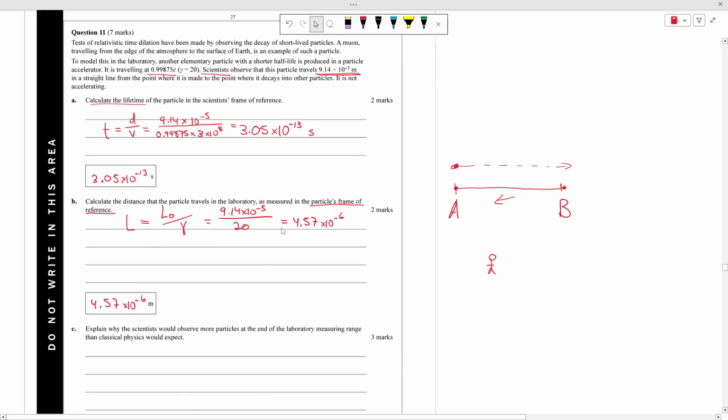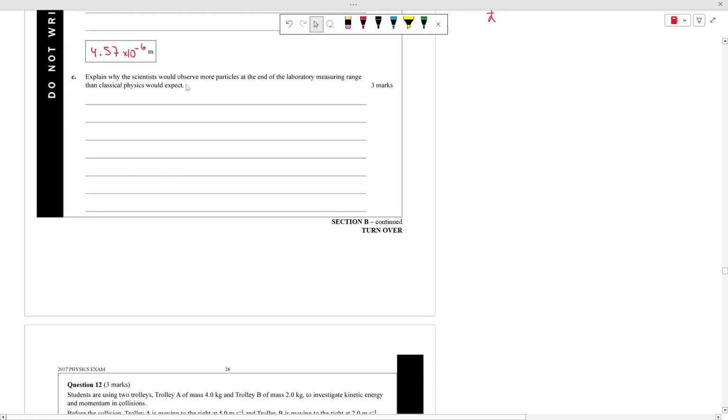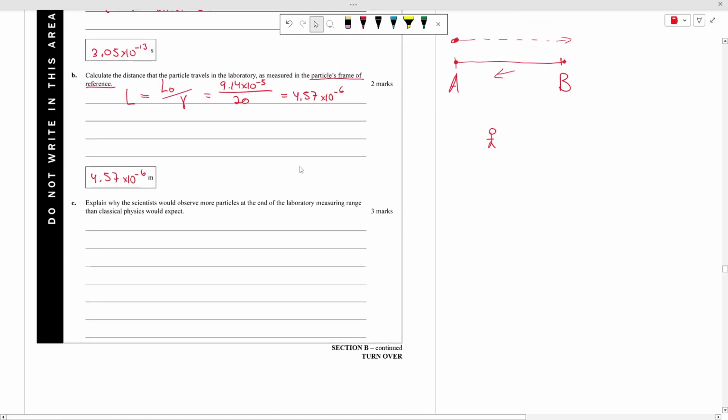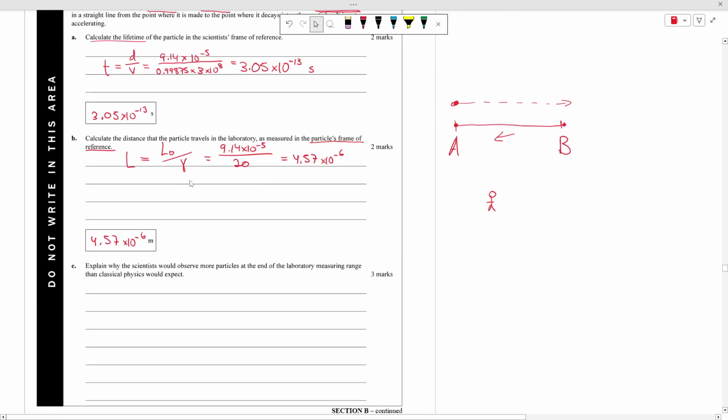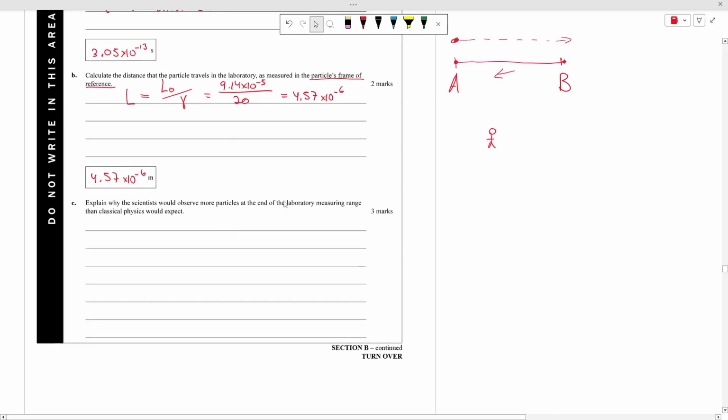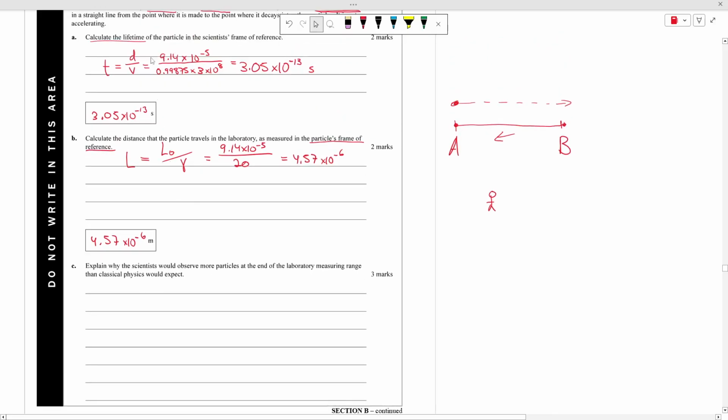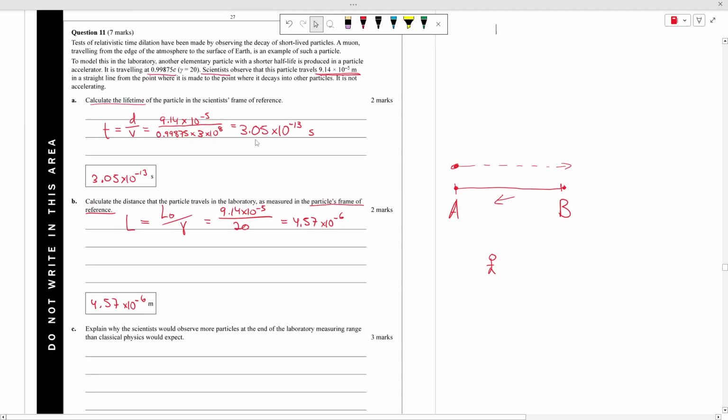Okay. All right. Part C, explain why the scientists would observe more particles at the end of the laboratory measuring range than classical physics would expect. Well, have a think. In terms of the length that... Actually, should I use length in this question? I might use time dilation to answer this question. So in terms of the time, the lifetime of the particle.